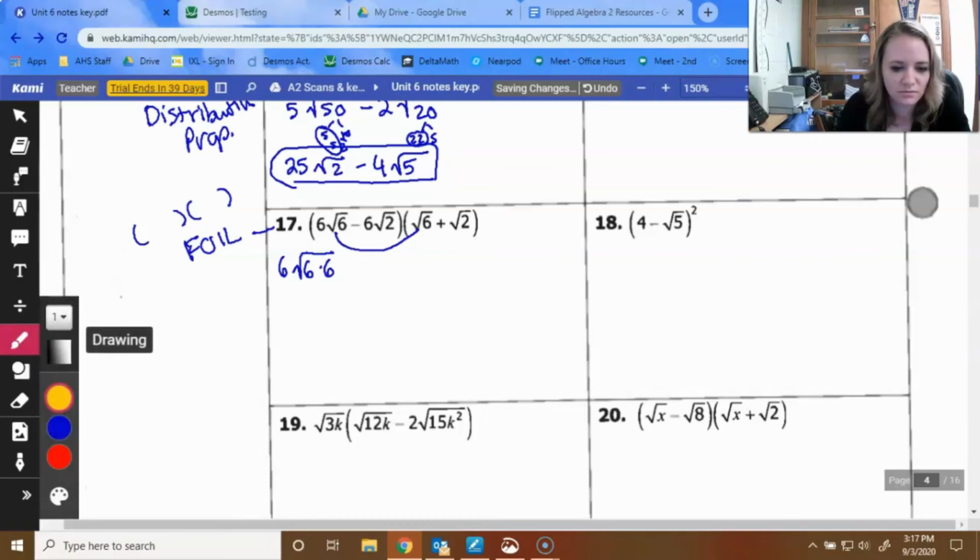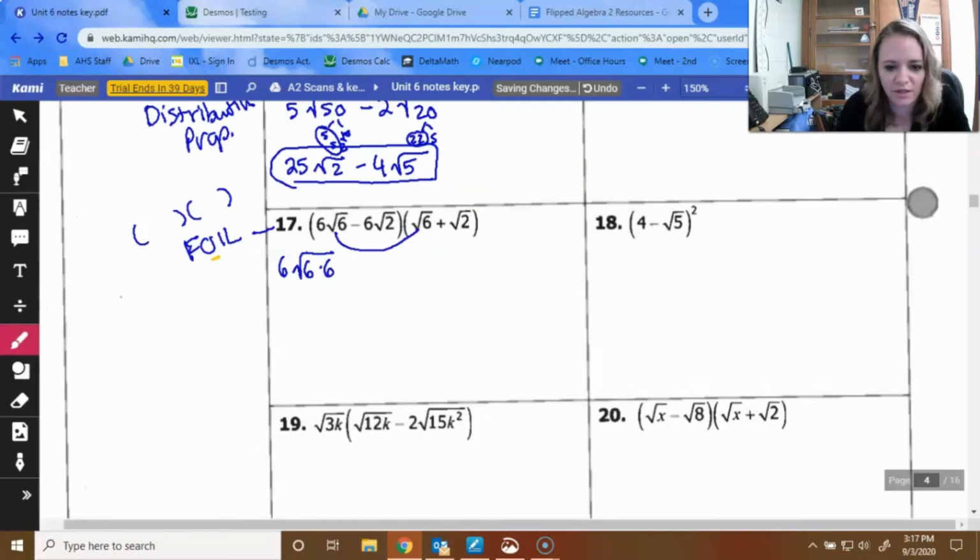Now I'm going to do my outside, which is this one times this one. So that would be, and this is, yeah, since that's a plus, 6 radical 6 times 2.